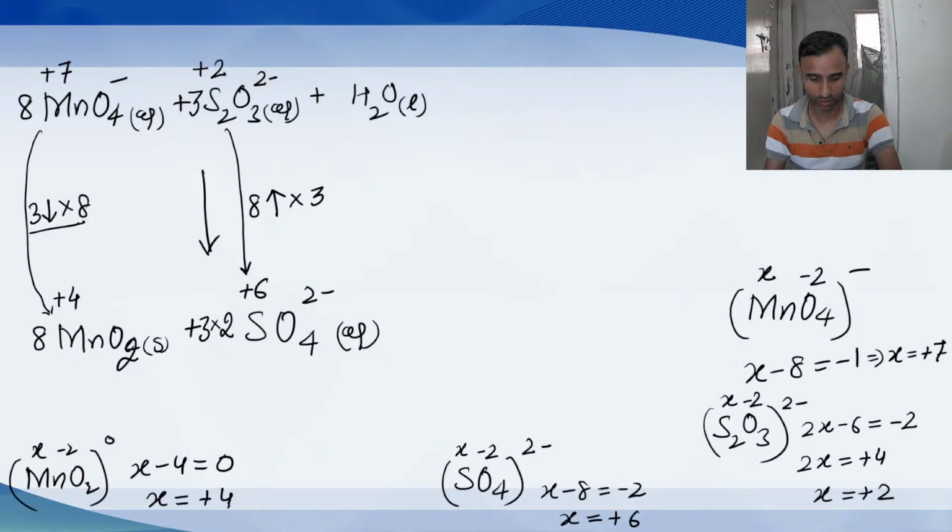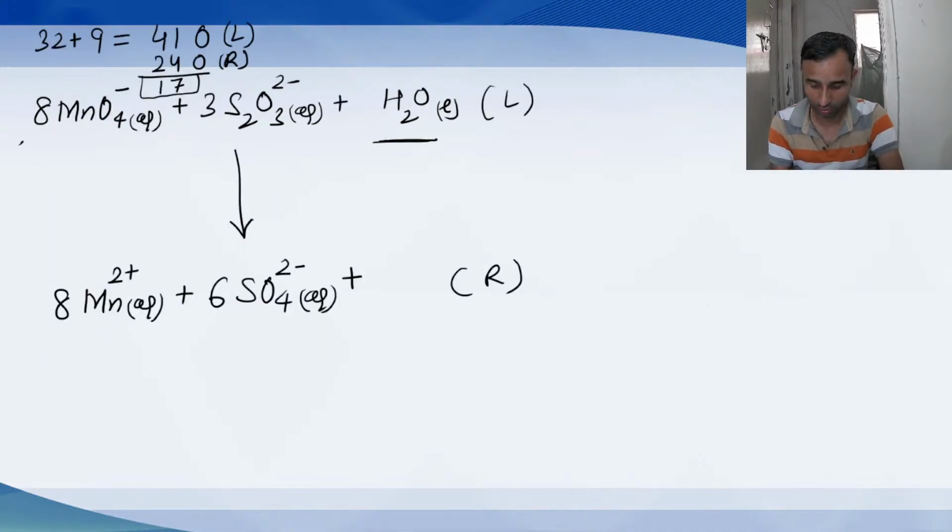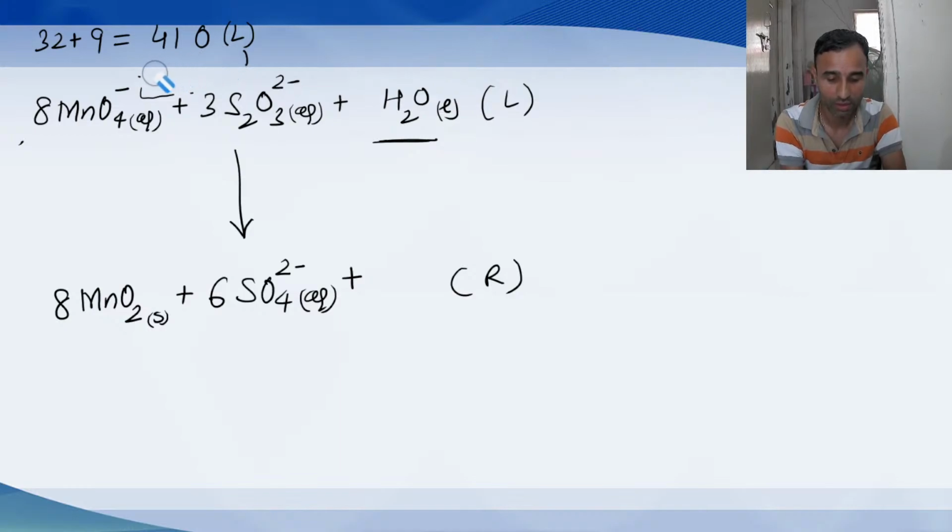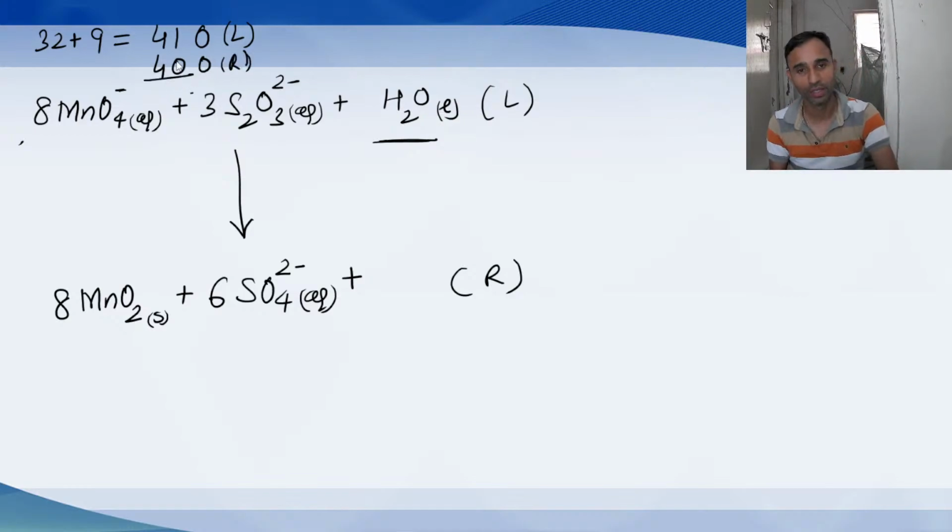Oh, sorry. It was not Mn, it was MnO2. It is not Mn2 plus. It was MnO2. So total oxygen on the right side: 6 4s are 24, 8 2s are 16. 24 plus 16, 40. 40 oxygen on the right side. So the difference is of 1 only. So 1 water and double the number of OH negative ions.